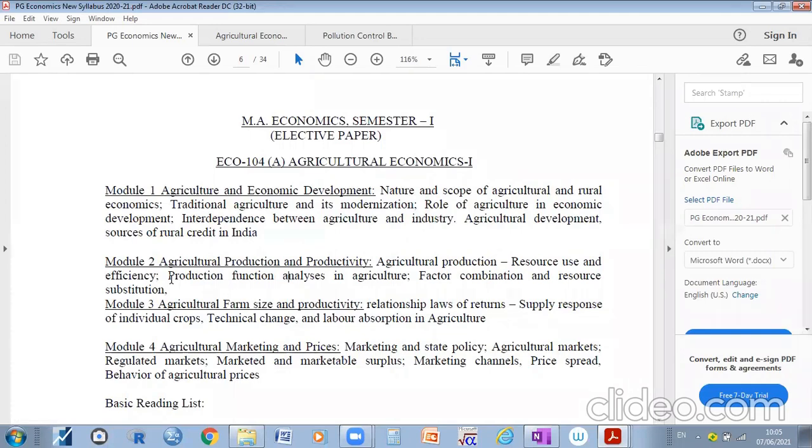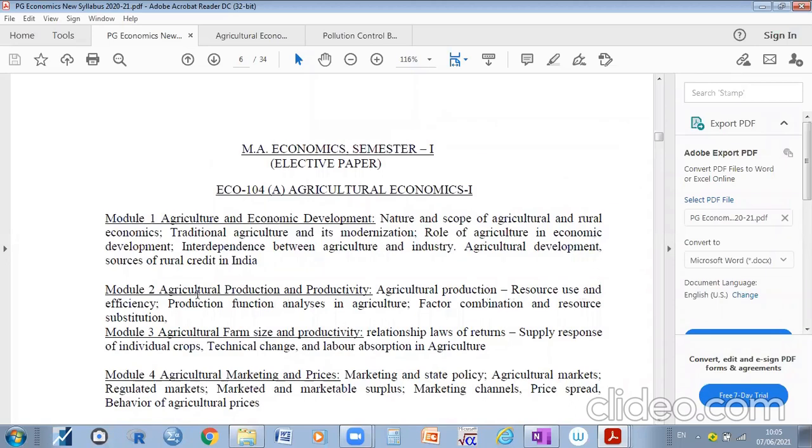Today we will discuss a topic in the second module. So basically we will discuss what topics are there in the second module. In the second module we have agriculture production and productivity. Within that topic, here we have agriculture production, and within agriculture production, how we can produce commodities by using different kinds of resources, that is resource use and efficiency.